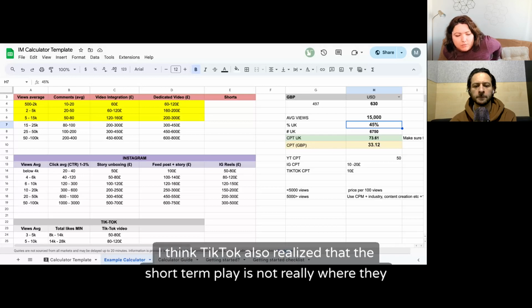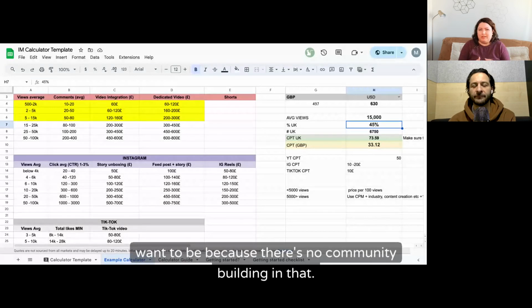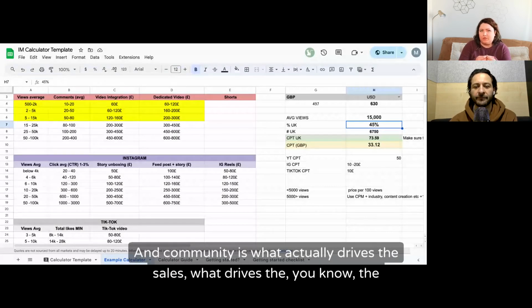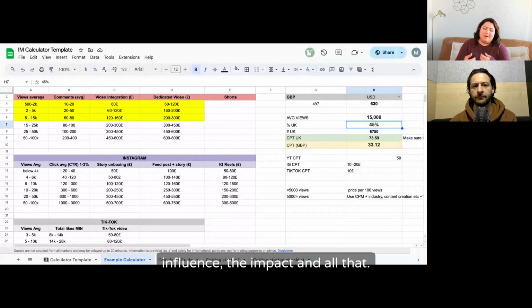I think TikTok also realized that the short term play is not really where they want to be, because there's no community building in that. And community is what actually drives the sales, the influence, the impact, and all that.